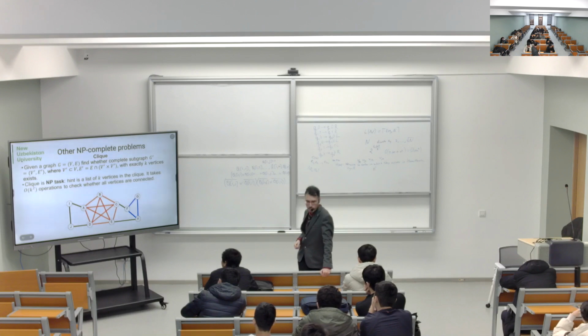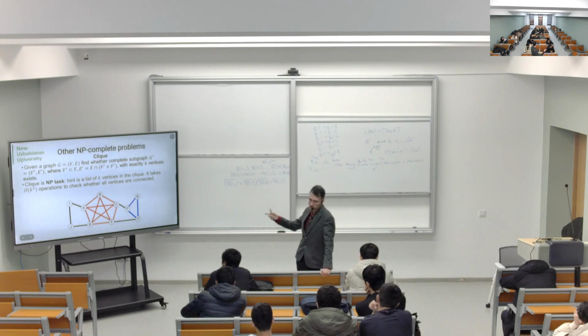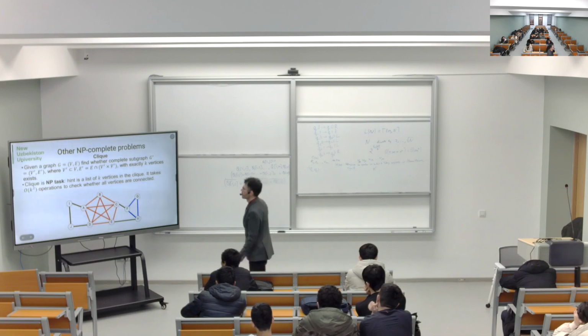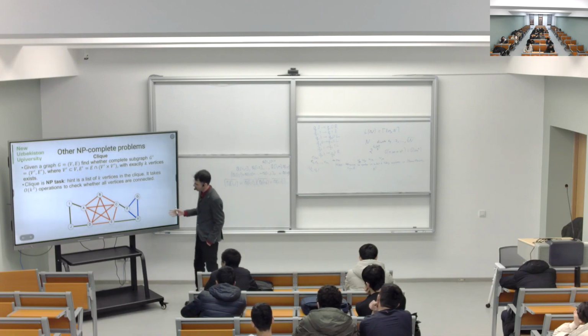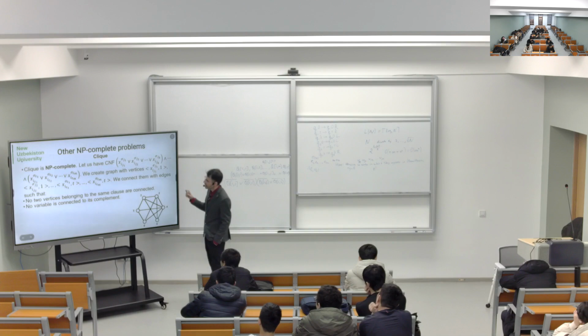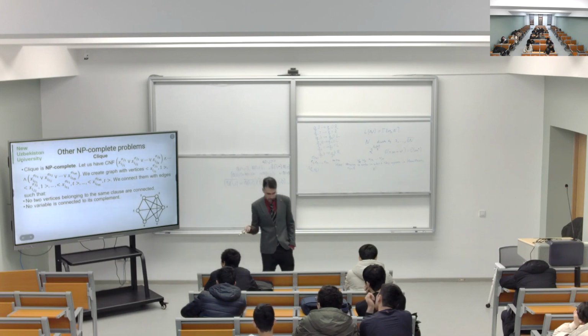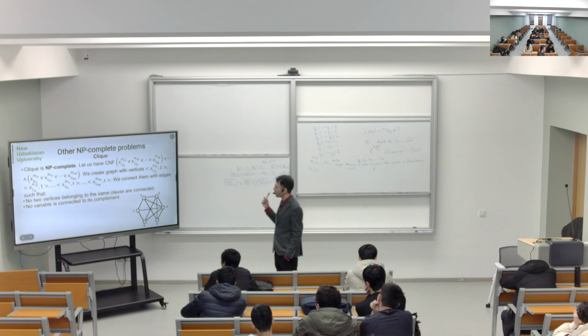First, let's prove that this is an NP task. The hint is a list of k vertices in the Clique. Can we check that this is a complete graph? Easily. Just check that any pair of vertices are connected with an edge. So checking the hint is polynomial time. So we can do this easily, so this is an NP task. Now, the question is, is it NP-complete? The answer is yes.